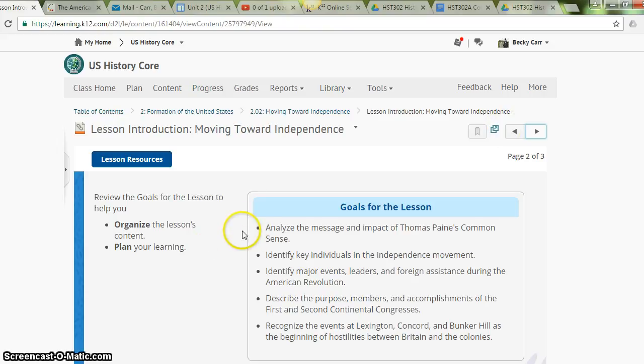Goals for this lesson: analyze the message and impact of Thomas Paine's Common Sense, identify key individuals in the independence movement, identify major events, leaders, and foreign assistance during the American Revolution, describe the purpose, members, and accomplishments of the First and Second Continental Congress, recognize the events at Lexington, Concord, and Bunker Hill as the beginnings of hostilities between Britain and the colonies.